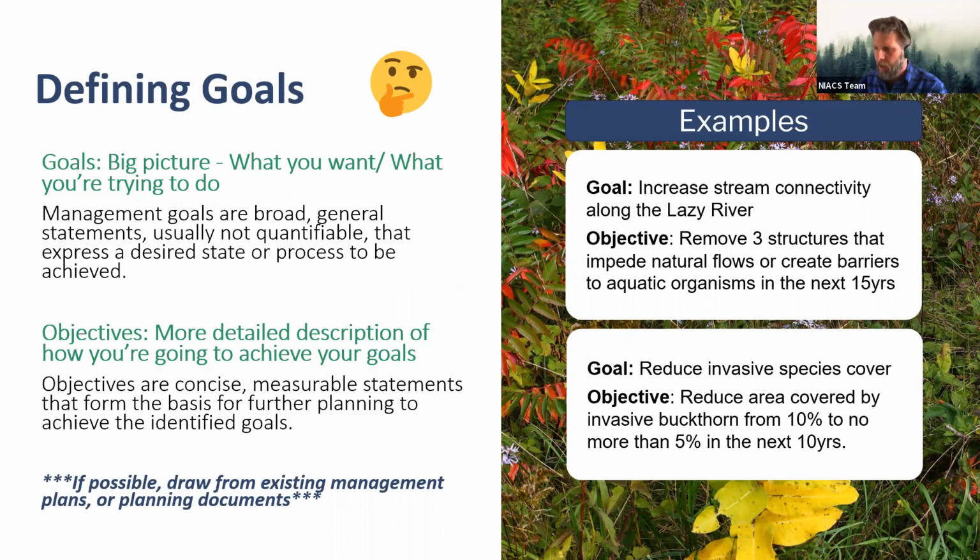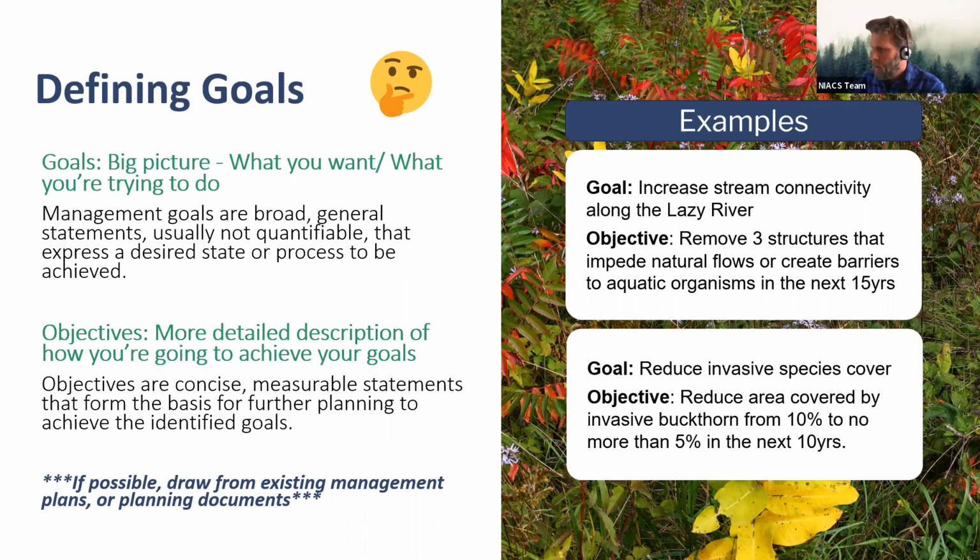So these objectives are where you get into that detailed description. Think about SMART, right? Specific, measurable, achievable, relevant, and time-bound. You can just Google it if you want to see those terms again. But really think about objectives that are concise, measurable statements that help you to describe that goal. So there's a couple of examples here. You could be thinking about stream connectivity on a river on your project.